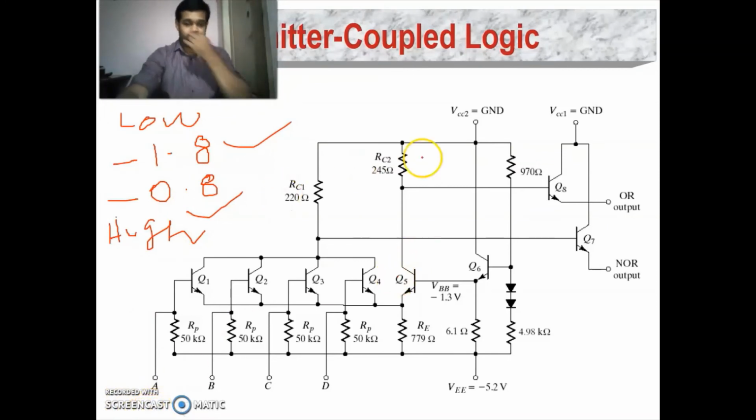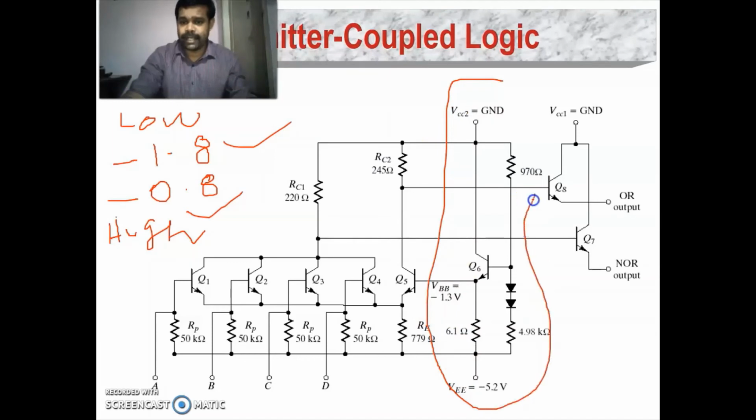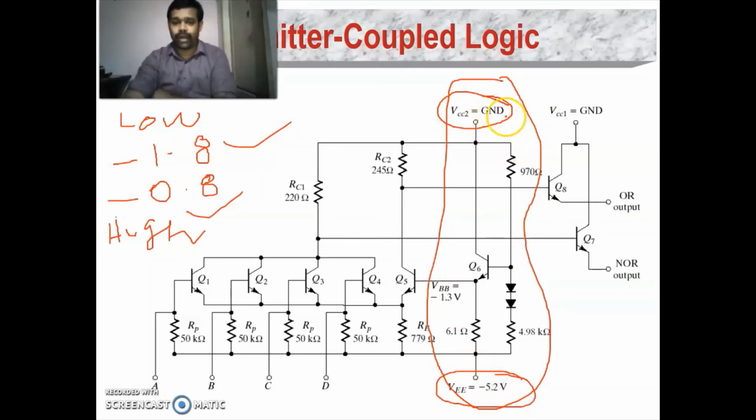Now the second part is the biasing and temperature compensated circuit. Here, for VCC you are giving ground, and for VEE you are giving minus 5.2 volt.